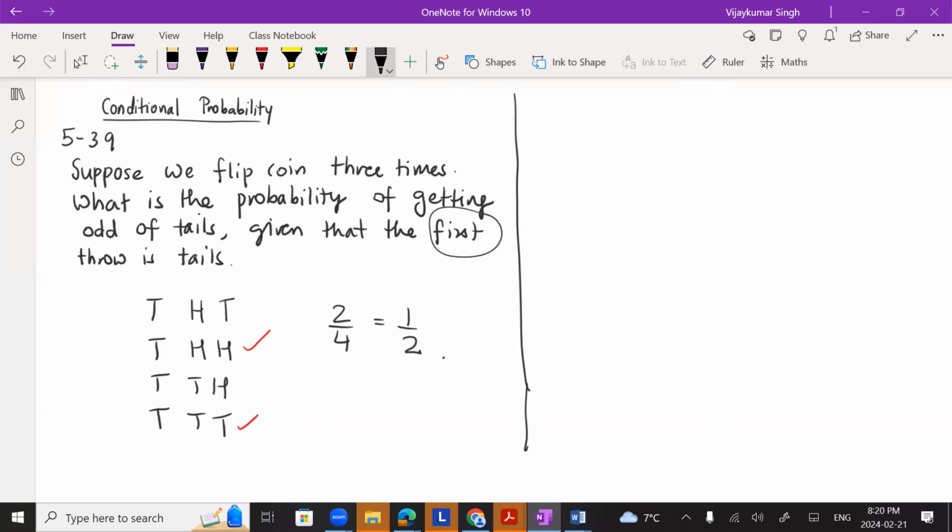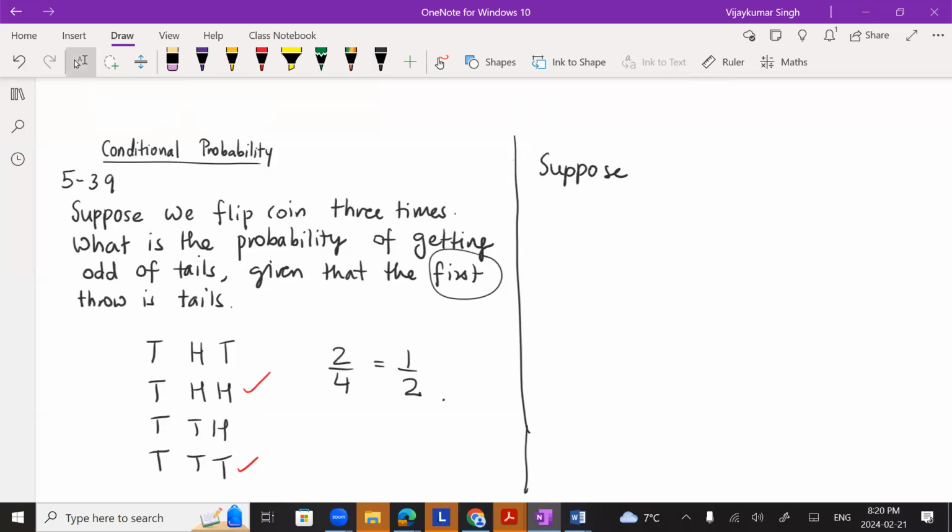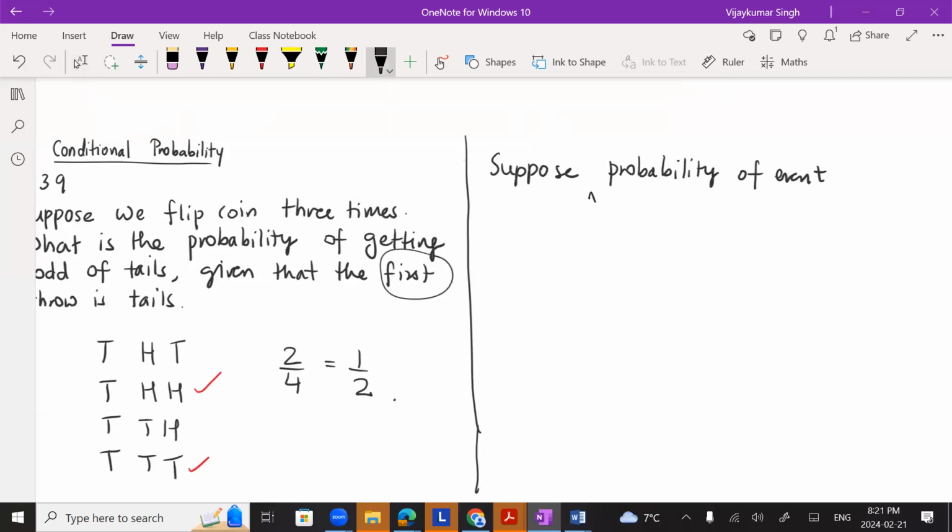Okay, so let's try to make sense of it. This is the idea behind conditional probability. Suppose we want to know the probability of event A, given that B has already happened.